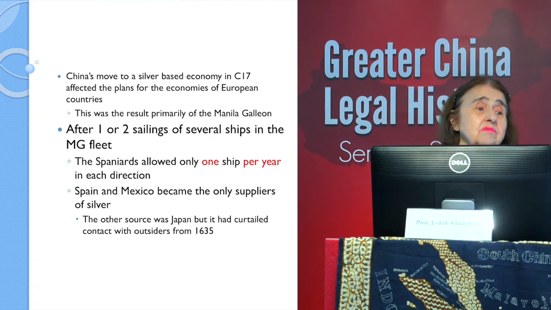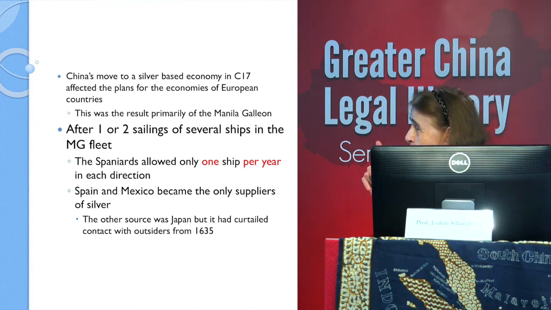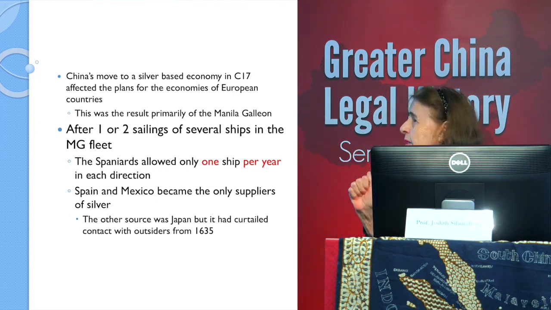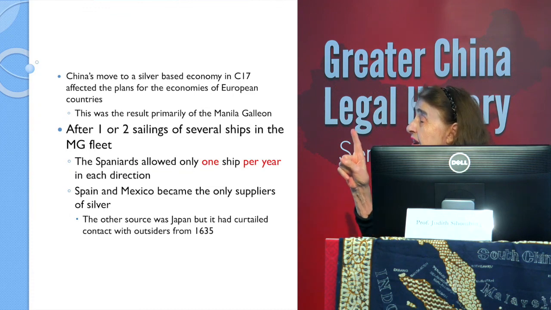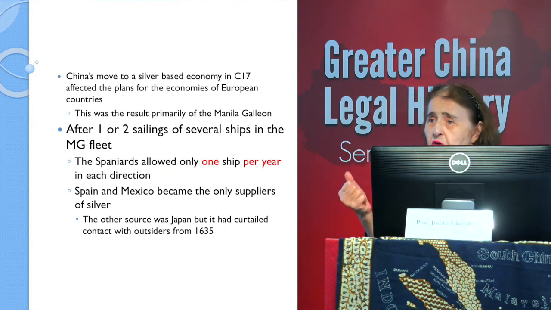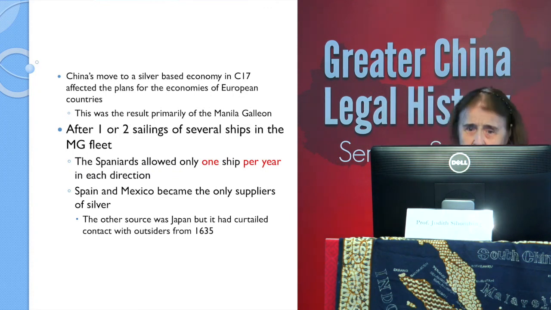So the result was the Manila galleon. 1 or 2 sailings of several ships in the Manila galleon fleet, and then they only allowed 1 ship. Actually, I think they meant 1 fleet per year. To and from, no more. So anyone that wasn't in that official fleet, their stuff was illegal, couldn't be sold, and you could take it from them. The other source was Japan, but it wasn't doing much at the time.